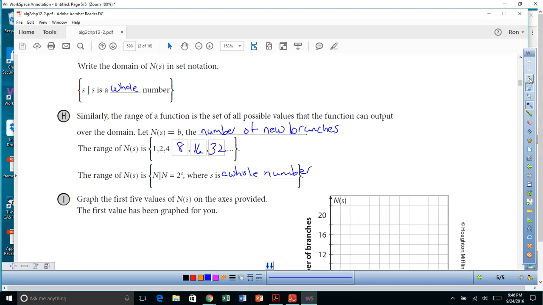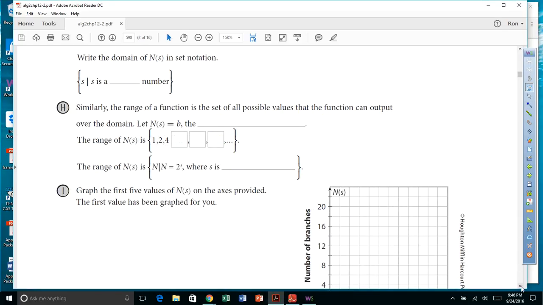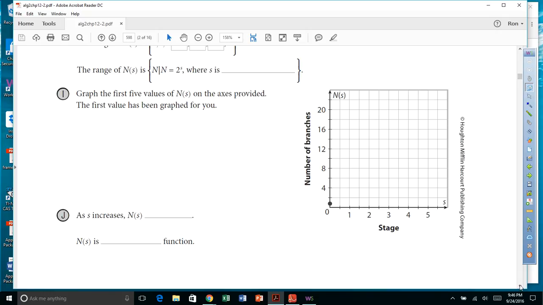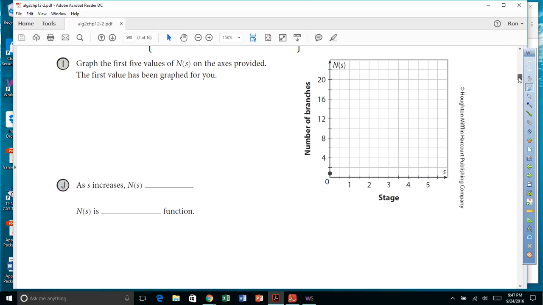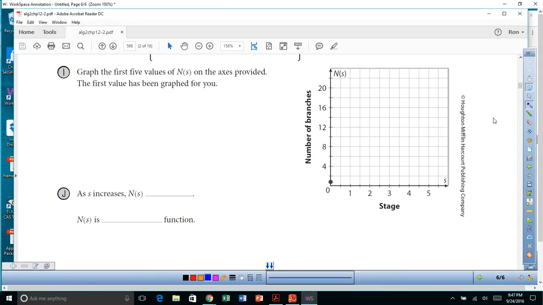Graph the first five values of n sub s on the axis provided. The first value is graphed for you. I seem to be having some issues here. All right, graph the first five values of n sub s.